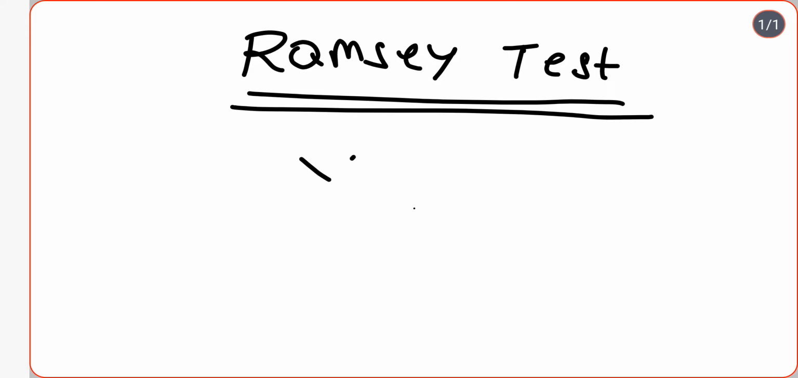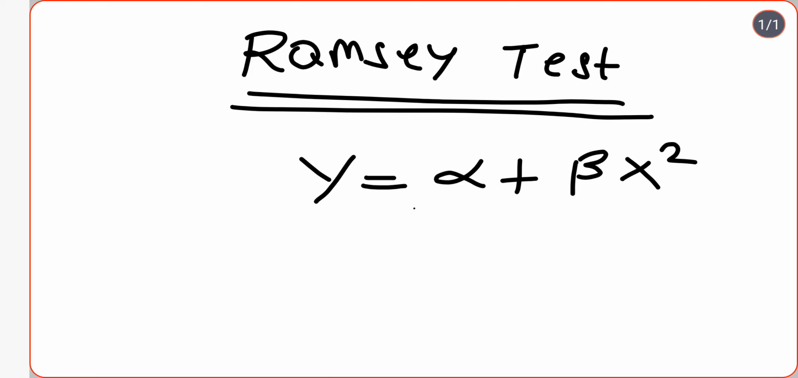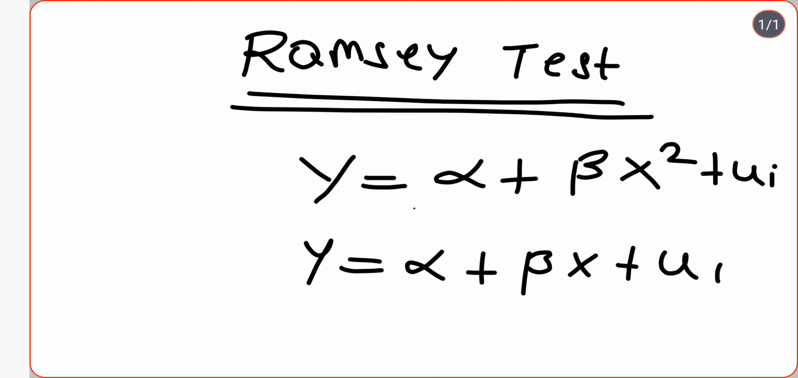is, suppose the regression was supposed to be y equals alpha plus beta x square plus the error term, and by any chance or by any misspecification, someone has fitted the model as y equals alpha plus beta x plus u_i. So this is basically a misspecification because the model was supposed to be a non-linear model, but by any mistake of the problem setter, he or she might have chosen a linear version of the model.